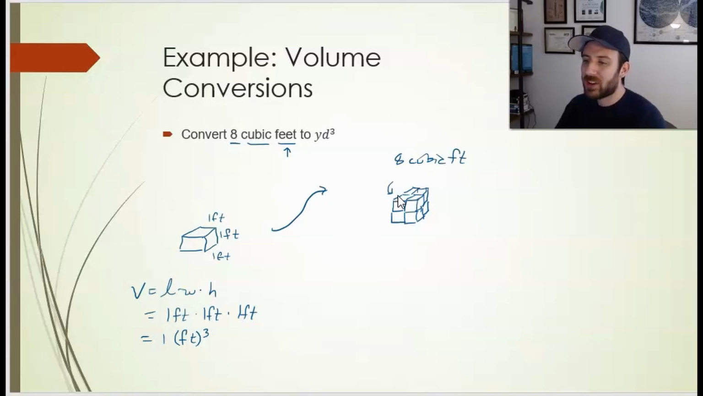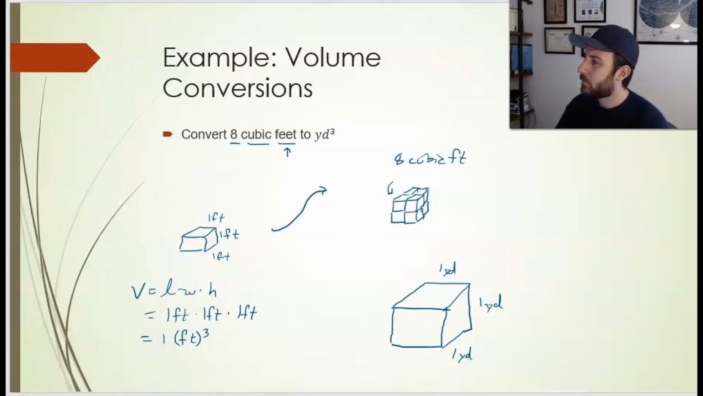Now, if I want to look at how many cubic yards that is, let's sketch a cubic yard. Well, a cubic yard is going to be significantly bigger because a yard is bigger. So I'm going to go across a yard, and then I'm going to go back a yard, and I'm going to go down a yard. So let's call this about a yard. This is a cubic yard right here, where I have 1 yard for my length, 1 yard for my height, and 1 yard for my depth. So that's a cubic yard.